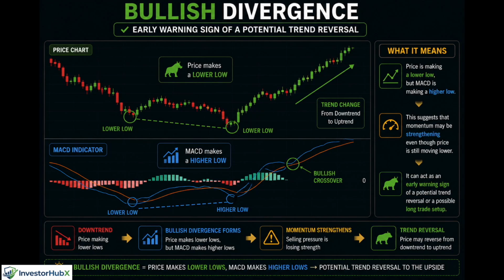Now let's look at the opposite example. Bullish divergence. A bullish divergence occurs when price makes a lower low, but the MACD creates a higher low. This suggests that selling momentum may be weakening, even though price is still moving lower. This can act as an early warning sign of a potential trend reversal or a possible long trade setup. But remember, divergence should not be used alone. It works best when combined with support and resistance, trend lines, volume, and price action confirmation.